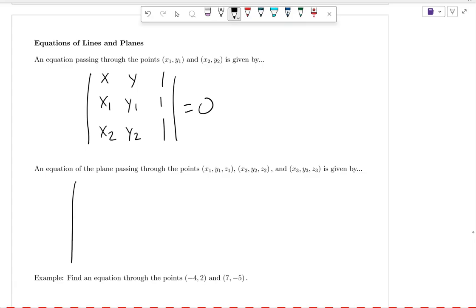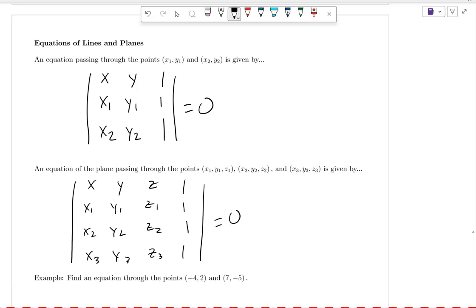So again, here you would do x, y, z, 1, x1, y1, z1, 1, x2, y2, z2, 1, x3, y3, z3, 1 has to equal 0. And all we're doing here is the same idea as for a line. If you've got 4 points, but there's no volume, then they must all be on the same plane.